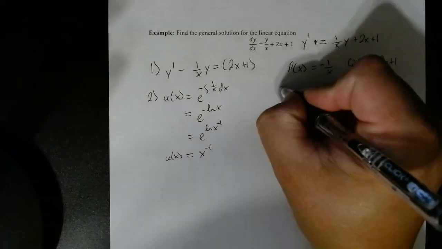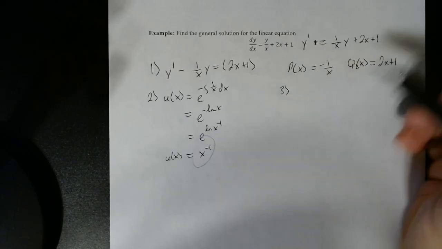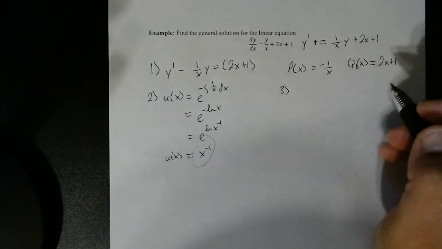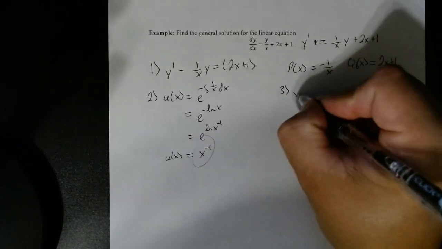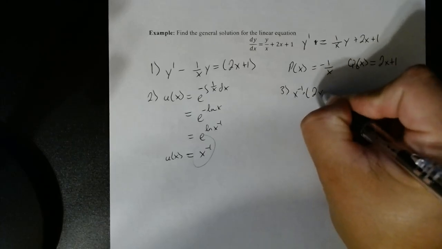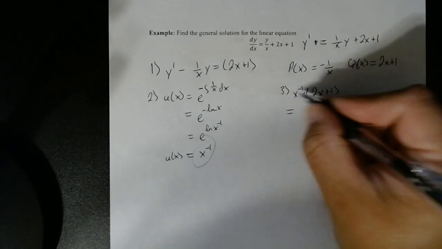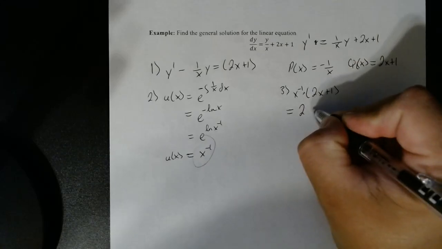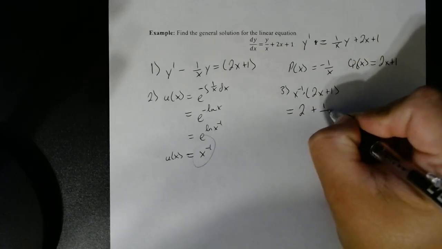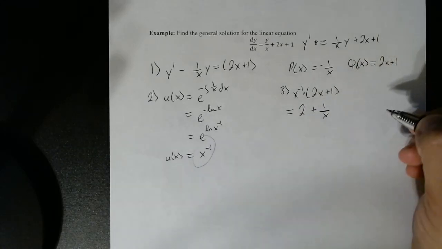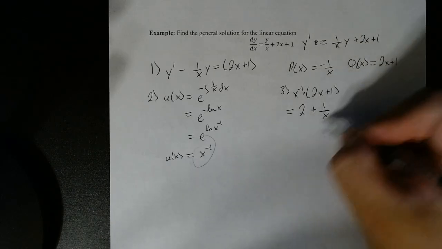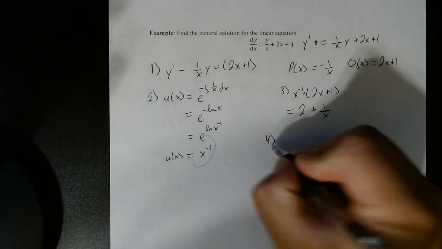All right, so now we go to step 3. Multiply this by q of x. So if I distribute this, this is kind of nice. This ends up being just a 2, and this is now, I'll write it as 1 over x, since I'm going to take the integral right now. So that's that part.